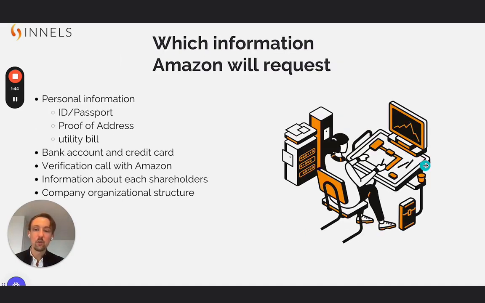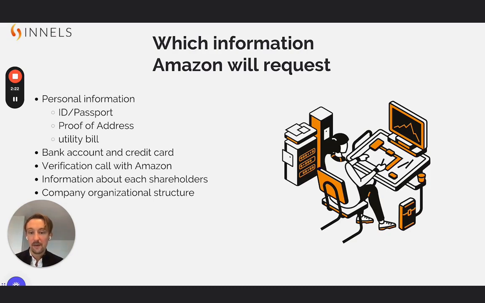So when we speak about information which Amazon will require, it's of course personal information. You will need to have your passport nearby. You will need to have a proof of address, such as a utility bill, and it needs to be translated not just by Google Translate or by some freelancers, but it needs to be a verified translation done by a notary. So if you are asked for a utility bill and you don't have it in English, and it's in a different language, then you need to find a notary who will help you to translate it.